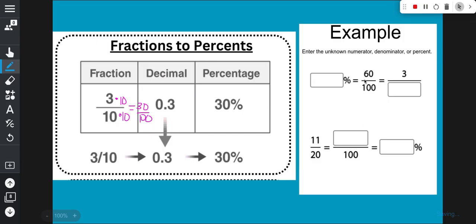Let's take a look over here. We already know our percent because we have 60 out of 100. Percents are out of 100, so we have 60%. Now, how did we get from 60 to 3? We divided. So we can actually do the division. 60 divided by 3 gets us 20. So if I take 100 and I divide by 20, I would get 5.